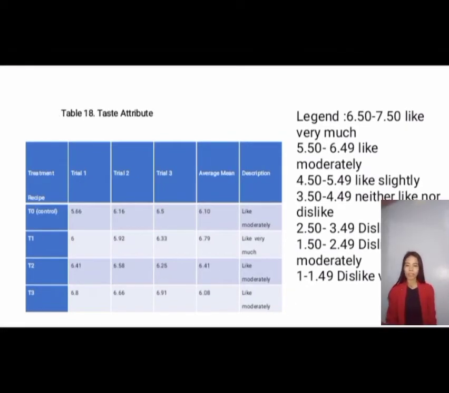As you can see in Table 18, the taste attribute, the acceptability of aloe vera brownies in terms of taste, T0 was 6.10, which has a description of like moderately. T1 was 6.79 with a description of like very much. T2 was 6.41 with a description of like moderately, and T3 was 6.08 with a description of like moderately.